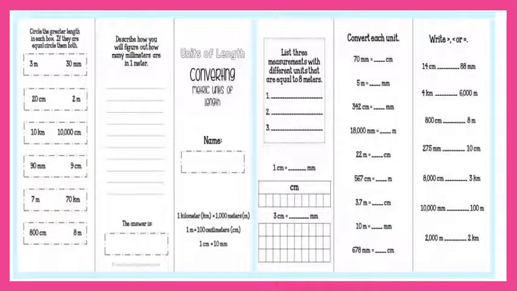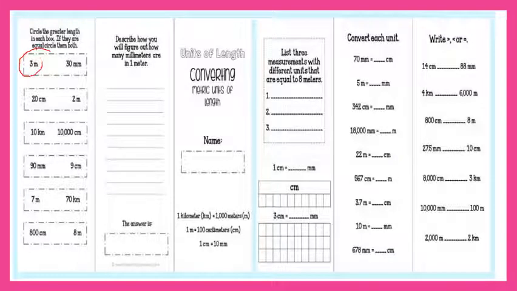Now I have this sheet of exercises. In the first one, we have to circle the greater length in each box. If they are equal, we circle them both. To do this, we have to change both numbers to the same unit. So if I convert the 3 meters to millimeters, I multiply by 10 to the power 3, and I will have 3000 millimeters. So 3 meters is bigger than 30 millimeters.